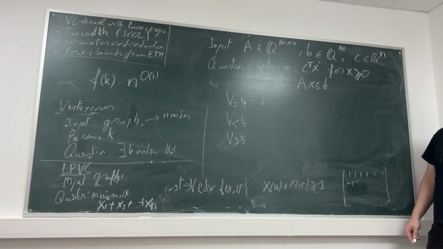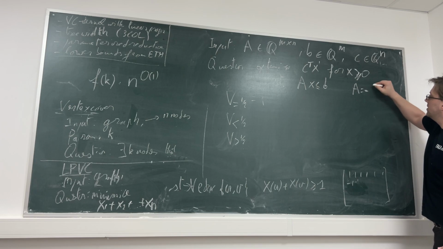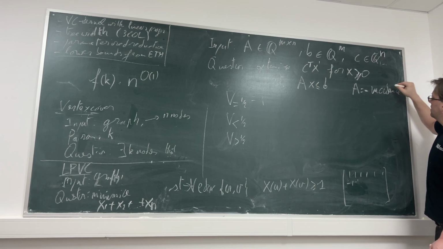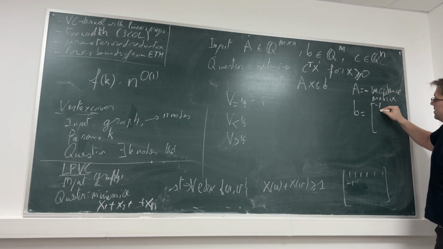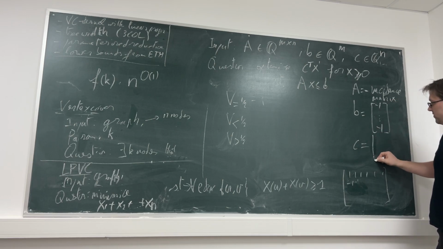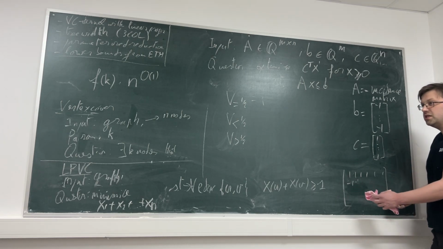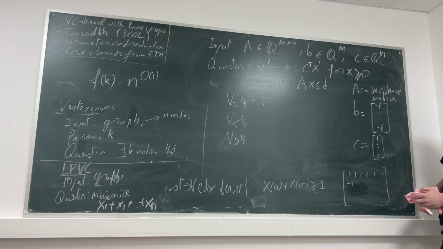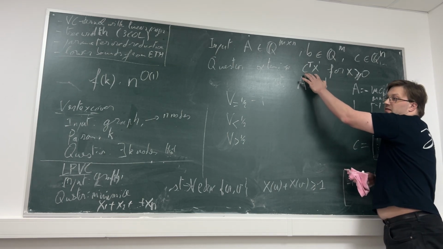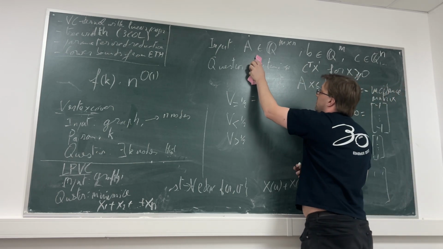Can you write it again? So A is minus incidence matrix, B is equal to the all minus one vector, and C is equal to all ones vector. Wait, why did we drop the first line of A with ones? Because I took a decision problem, and so I wanted to decide whether we could have at least k, at most k. And optimize means minimize.